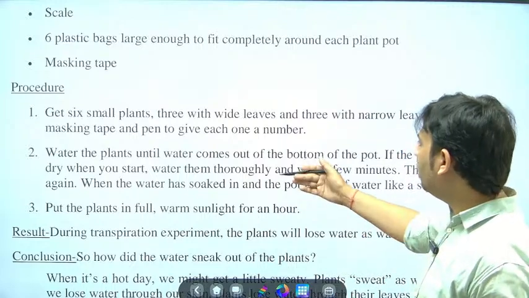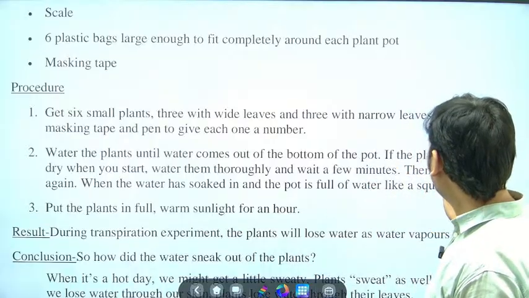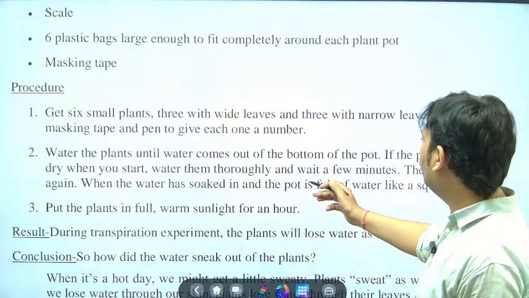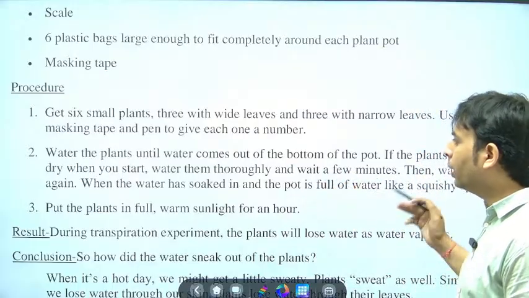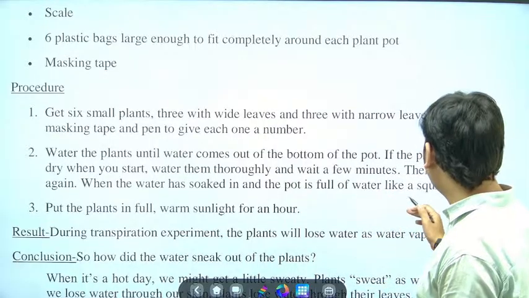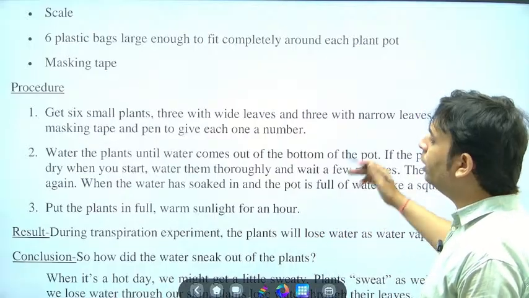Second, water the plants until water comes out of the bottom of the pot. If the plants are really dry when you start, water them thoroughly and wait for a few minutes, then water them again. When the water has soaked in and the pot is full of water like a squashy sponge, put the plants in full warm sunlight for an hour.